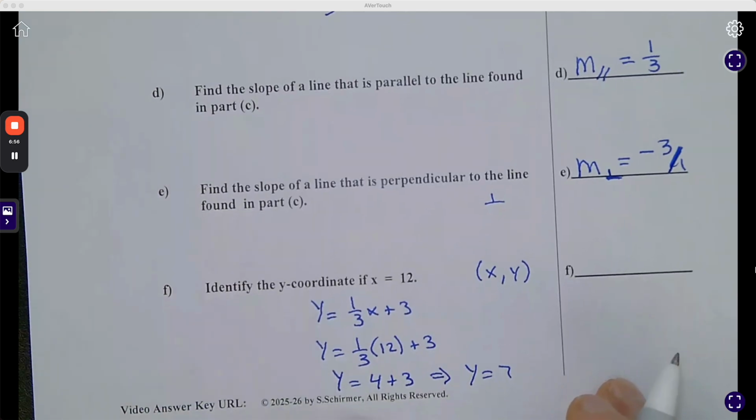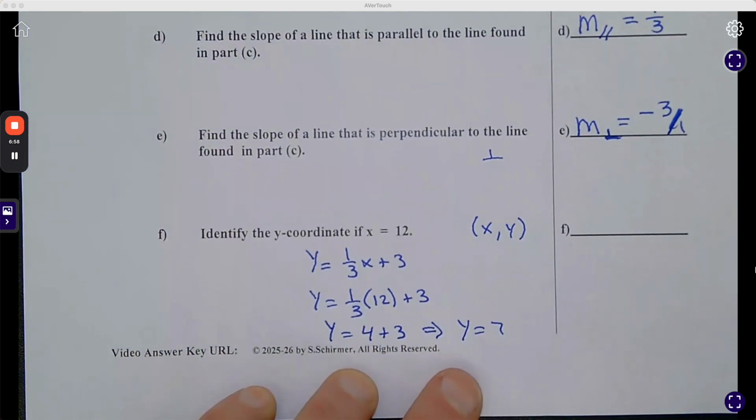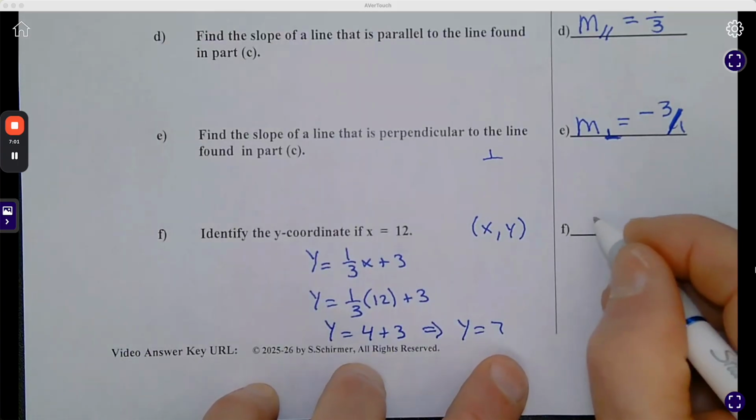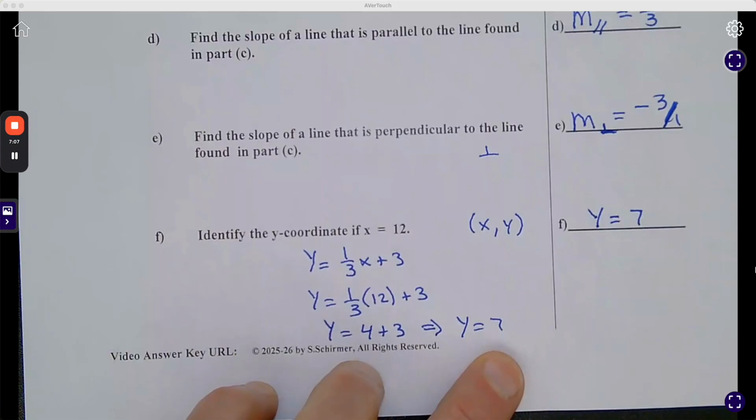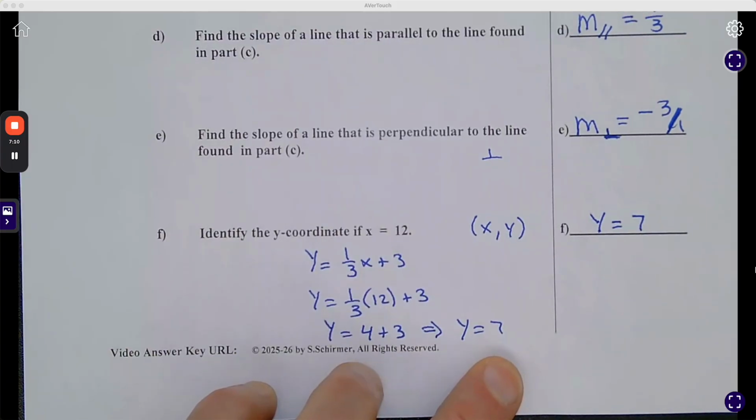Now you can write this as an ordered pair. We're good with that. Or you can write it as the y-coordinate, right? I just asked for the y-coordinate. So it's y equals 7. All right, good job. Let's do it again, because practice is really where you get proficient.